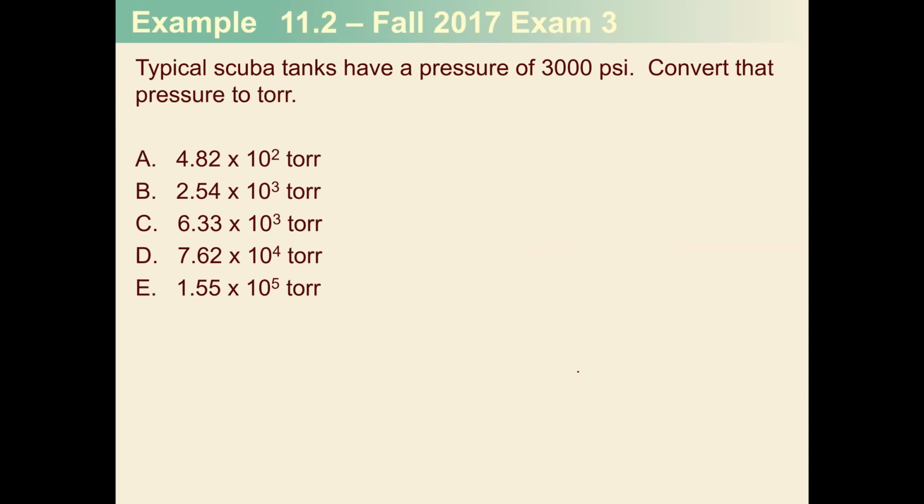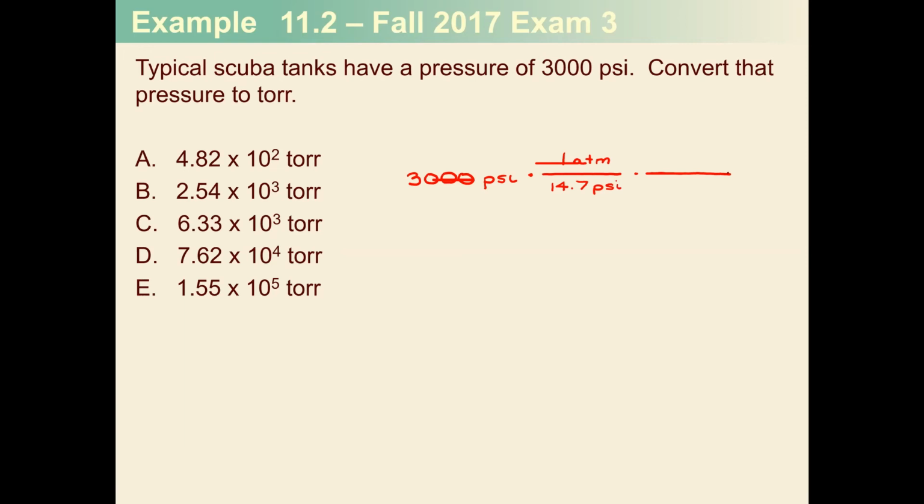Convert that pressure to torr. So let us do the same procedure that we did a moment ago, and that is saying that we have 3,000 PSI, and it's best for us to go to our atmosphere. So for our 1 atmosphere, if we have PSI, remember that is 14.7 PSI. So now we would have atmospheres. We don't want to just stay at atmospheres. We want to go to torr.